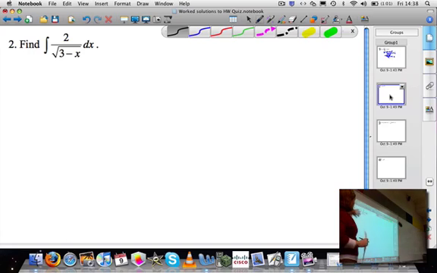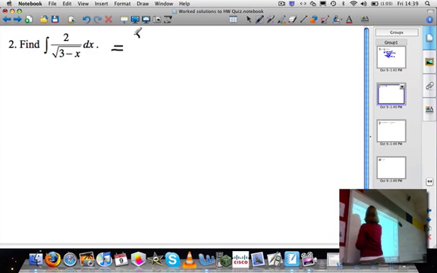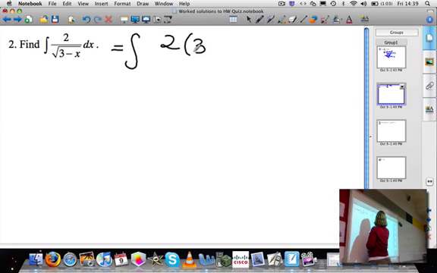2. This one, a lot of you falsely recognize this one as a log. And the reason this isn't a log is when you actually look at this index or this expression on the bottom, this power is to the power of a negative 1/2. It's only a log when it's to the power of negative 1. So instead what we're going to do is rewrite this as 2 times the integral of 3 minus x to the negative 1/2.